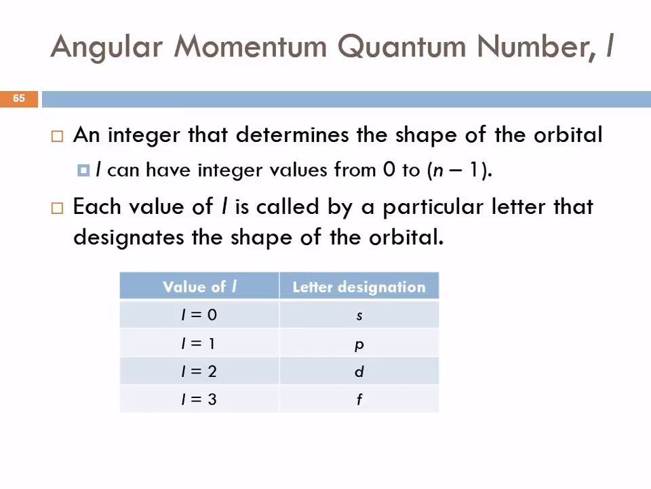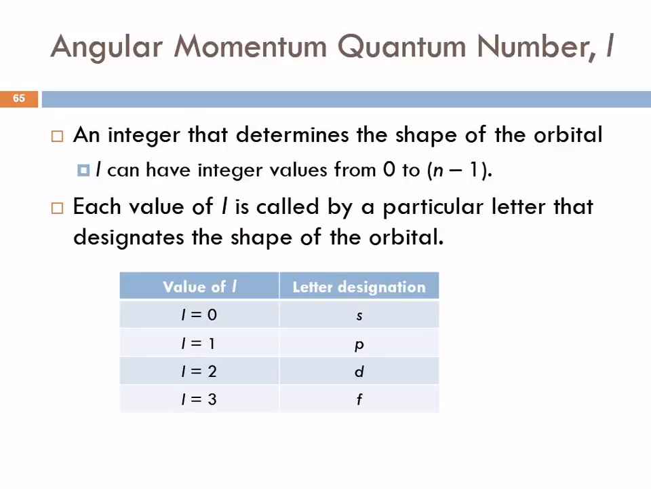The next one is L, angular momentum, and this is the one that determines the shape of the orbital. L can have integer values from 0 up to 1 less than n. If L is equal to 0, we call that an s orbital. If L is equal to 1, we call that a p orbital. If L equals 2, that's a d orbital, and L equals 3, that's an f orbital.